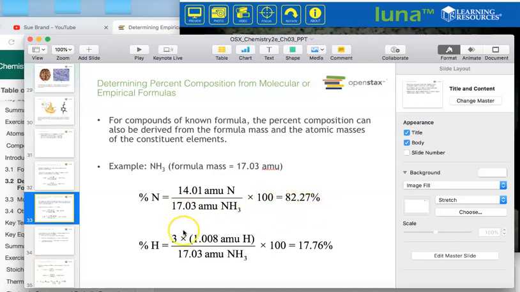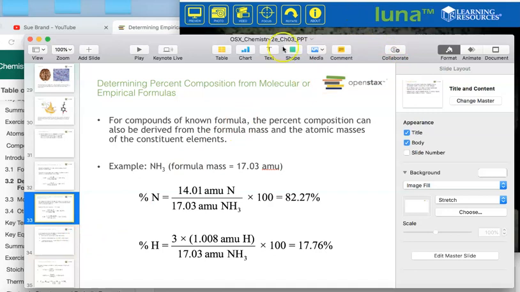Okay. And then for hydrogen, you do the same process. So you would multiply, of course, because you have 3 hydrogen atoms, 3 times the average atomic mass for hydrogen, and then divide that by the total mass of ammonia times 100. And that's going to give you the percent of hydrogen in the sample. And of course, again, that's by mass.